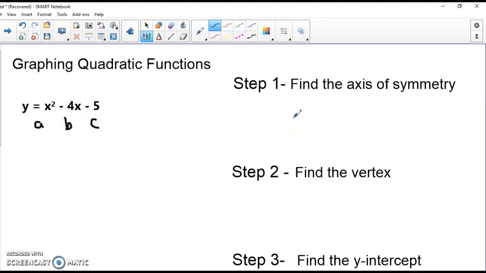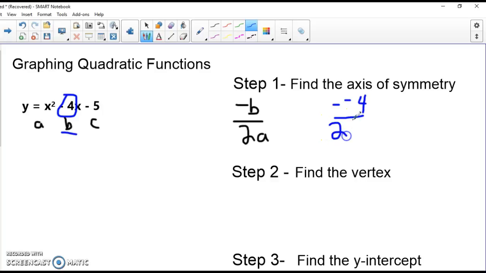There's going to be 4 main steps to graphing quadratic functions. The first is to find the axis of symmetry. To find the axis of symmetry, we use the equation negative b over 2a. And so we can look at our equation, and our b was negative 4. That was the number in front of the letter x.